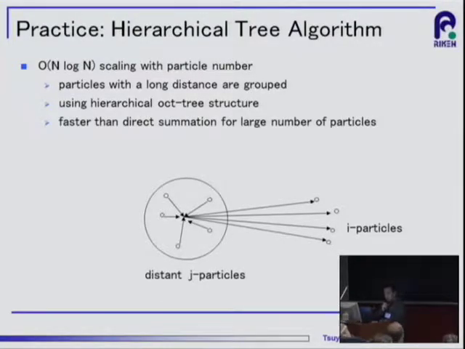Secondly, we try to apply our library to the hierarchical tree algorithm. The tree algorithm is one of the fast algorithms which reduces the calculation cost from order n squared to order n log n. In this algorithm, the force from a distant node is replaced by the force from its center of mass.